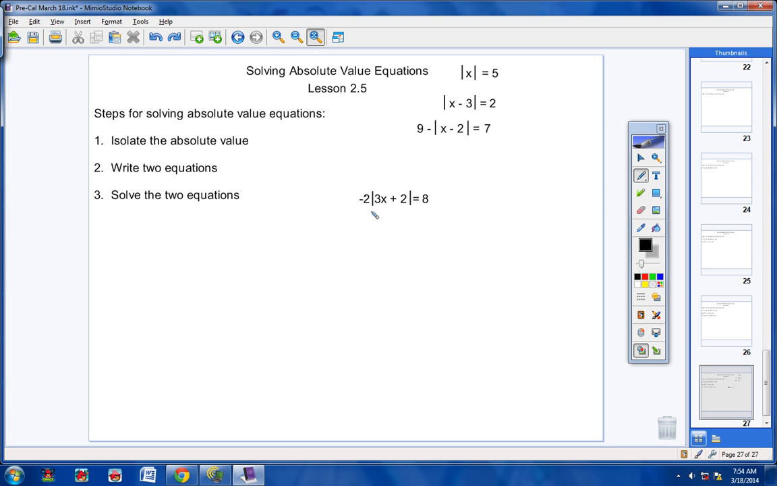So it's multiplying, so the opposite of multiply is divide. So I'm going to divide this side by a negative 2 and this side by a negative 2. Now these cancel, and I'm left with the absolute value of 3x plus 2 equals negative 4.